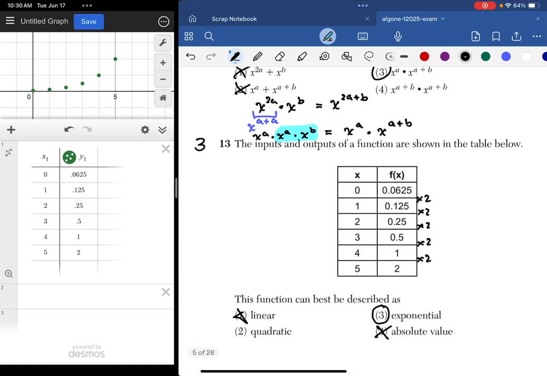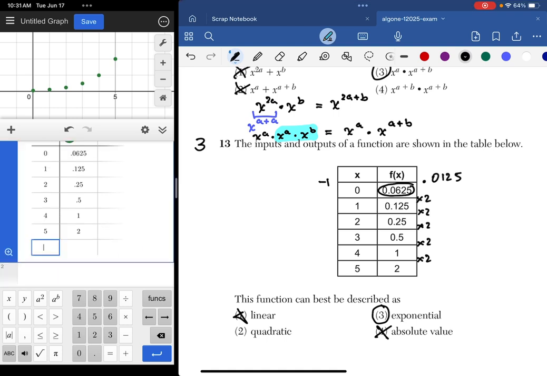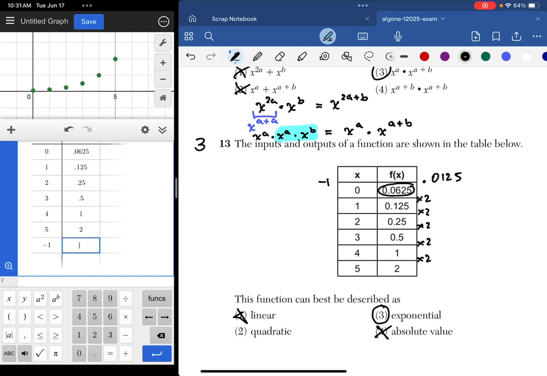So I could go back the other way. If I wanted to put, let's say, -1 in there, I would divide this, because if we're going up the line here, we're dividing by 2. Going down the line, we're multiplying by 2. So if I take that point 0.0625, divide it by 2, another value here would be 0.0125. I could put that in my table. I'll just tuck it in at the end here. Doesn't matter where you put it.